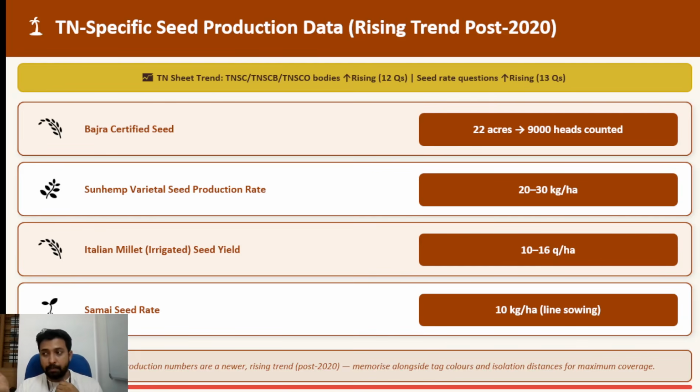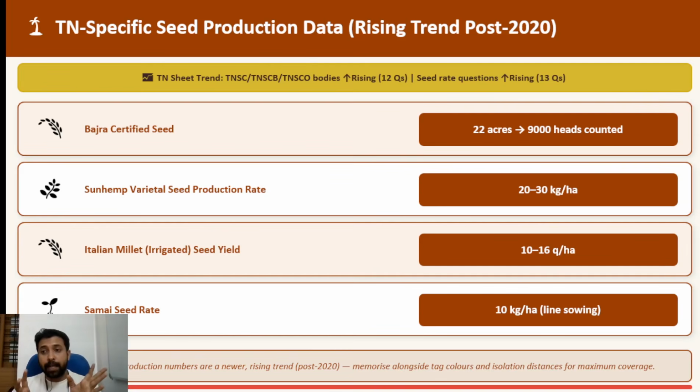Usually, the cultivation side and the seed production data have a few differences. Usually you will very easily get the production data, while seed production data is not that easy to get. So whenever you study, don't confuse the production data with the seed production data.